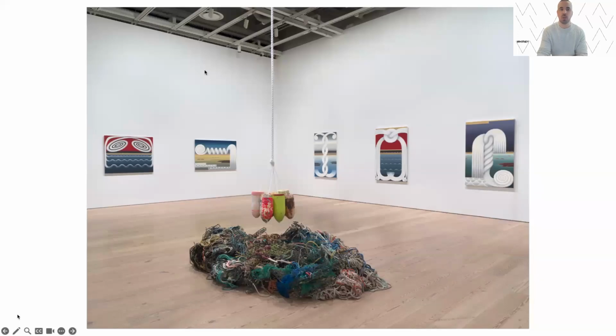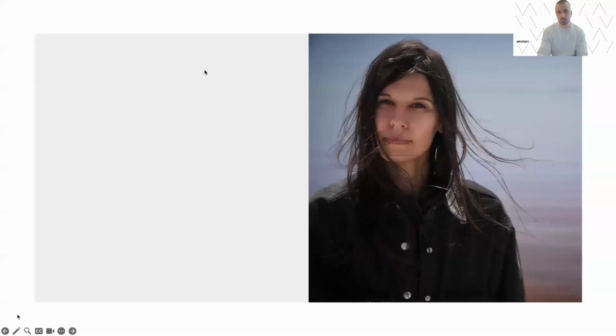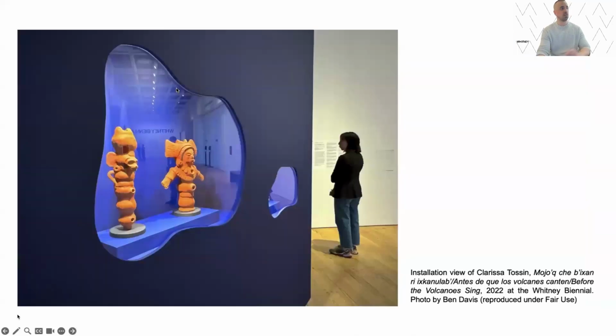As we're moving from Karen Olivier to Clarissa Tossin, and I hope my pronunciation is correct for those of you who are from Brazil. That is how I heard her pronounce her name, so I'm going with Clarissa Tossin. It is a rather different take on the question of what we would see as accumulation or the palimpsest.